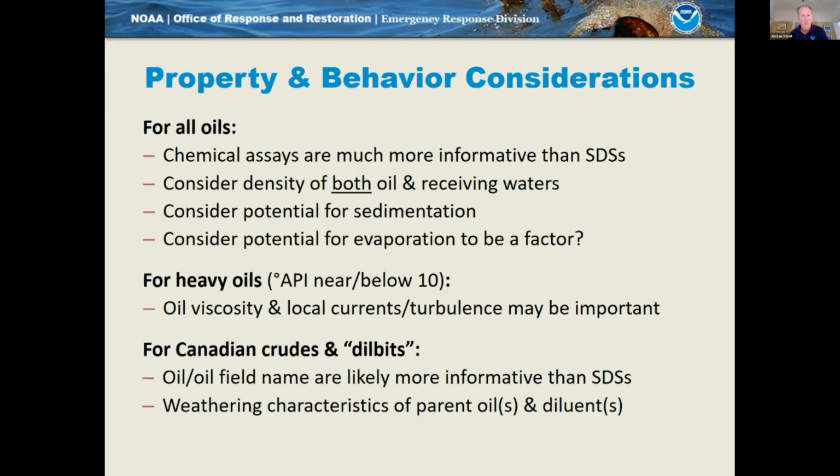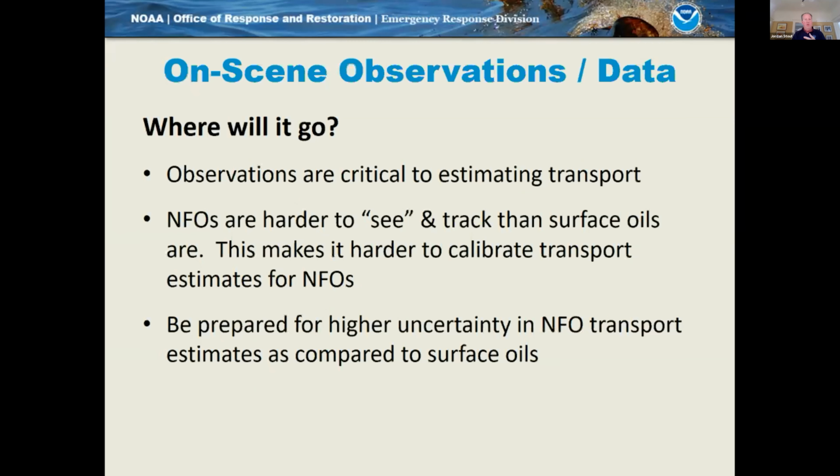Okay, so moving on to the where will it go question. Certainly when you're trying to estimate transport of a spilled oil, on-scene observations are going to be critical. You have to realize that a non-floating oil is a much different situation than a floating oil and can be harder to see or track. Overflights are oftentimes very challenging in a non-floating oil. And so all of those types of on-scene observations are oftentimes used to calibrate trajectory models and transport estimates, right? So you need to be prepared for higher uncertainty in transport estimates for non-floating oils.